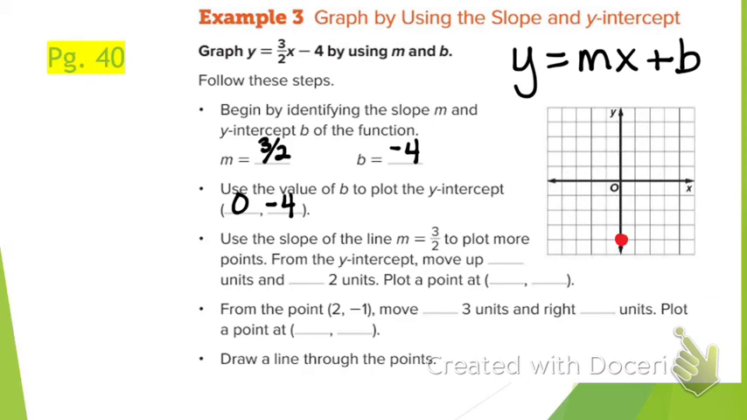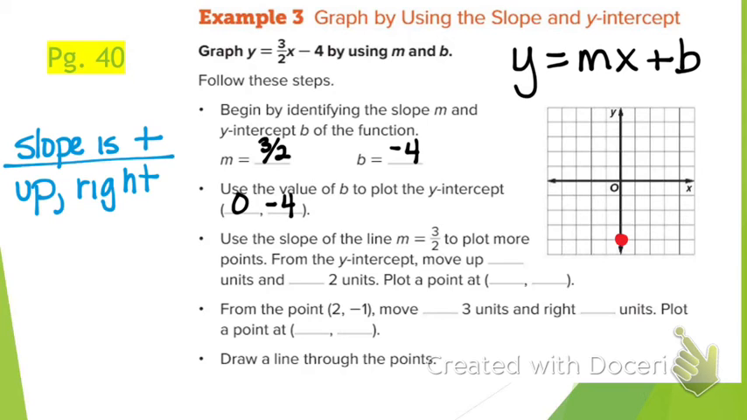Now, when your slope is positive, you're going to go up and to the right. And when the slope is negative, you go down and to the right. But you're always going to go to the right. So if it's a positive number, you go up and to the right, and if it's negative, you go down and to the right. The slope for this one is positive 3 over 2.